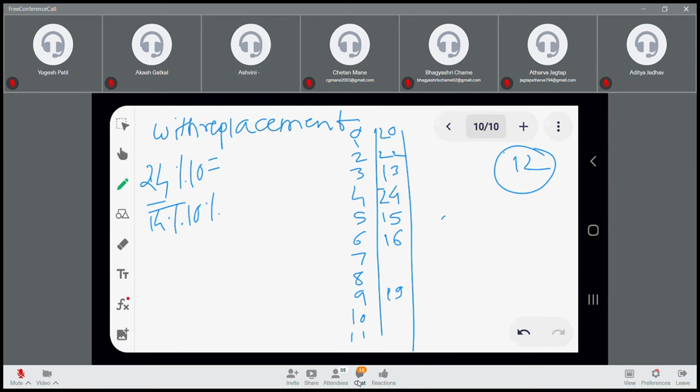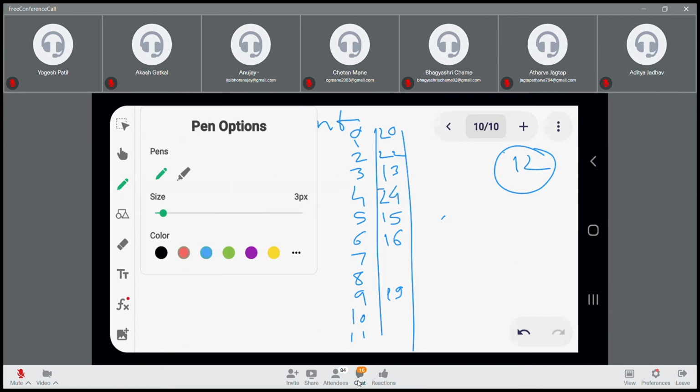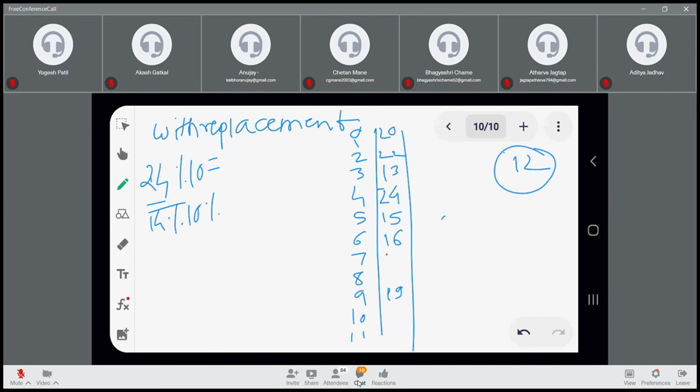For 14, the actual index is 4, but 4 is not empty. And though we are applying the with replacement technique, we cannot replace 24 because 4 is the actual index for 24. So we need to search for the next empty location, that is 7. So I am going to place 14 at location 7. Okay. Now after that the number is 17. For 17, 8, ma'am.